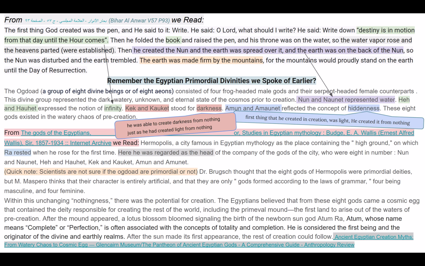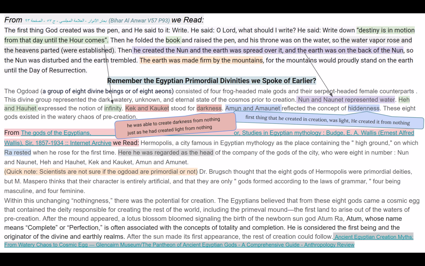Then He created the noon, and the earth was spread over it, and the earth was on the back of the noon. So the noon was disturbed, and the earth trembled. The earth was made firm by mountains, for the mountains would proudly stand on the earth until the day of resurrection.